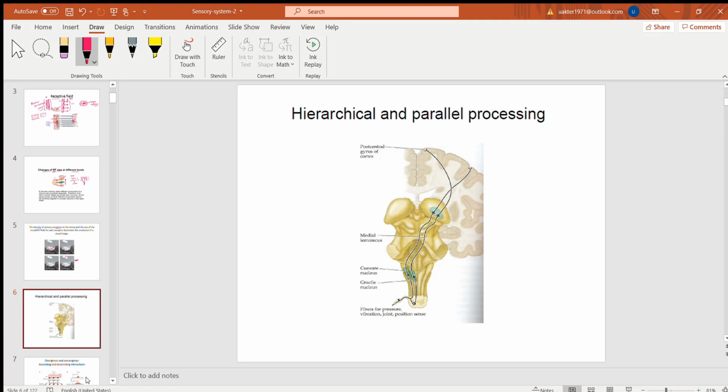Hierarchical and parallel processing. Two things happen. One I already explained. As the signal, shown by the dark line, goes up, it becomes more and more complex, right? Because the signal is moving from the simple neurons to the complex neurons, and more signals, more information, are being combined together.